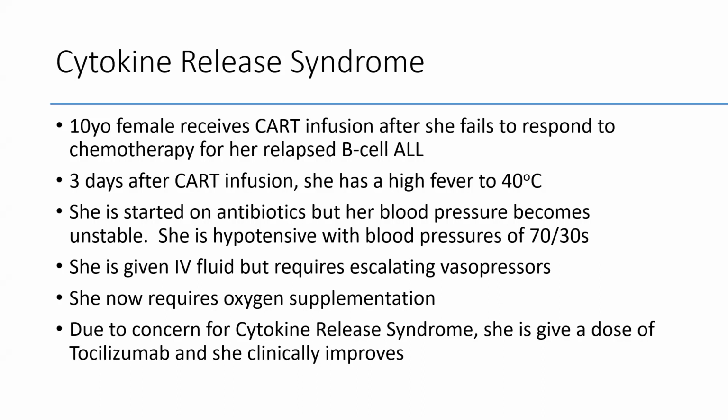So where I was. She was started on antibiotics. Her blood pressure became unstable, 70/30s, so we gave IV fluids, escalating to vasopressors. She also required oxygen. This was due to concern for cytokine release syndrome, so we gave a dose of tocilizumab, and after that she clinically improved. So these are the examples. So next, sir.